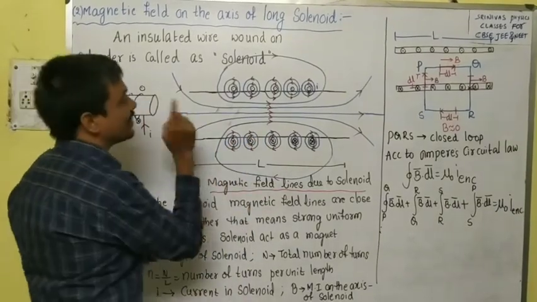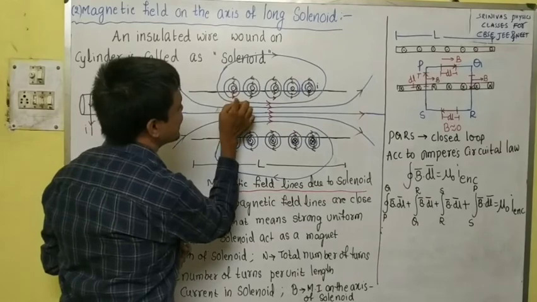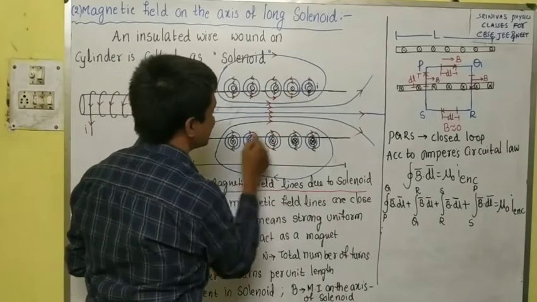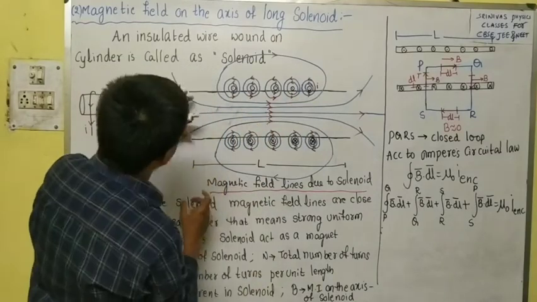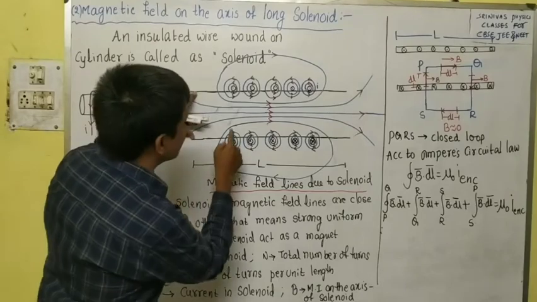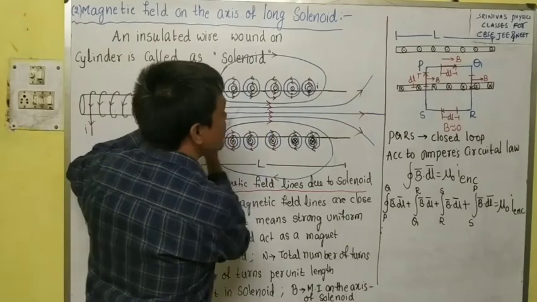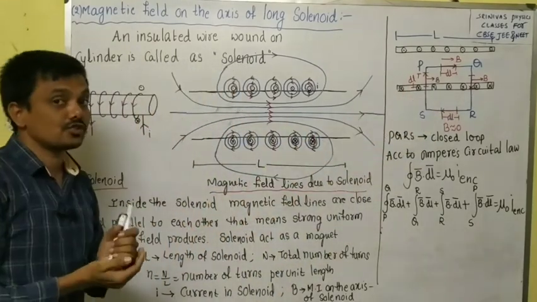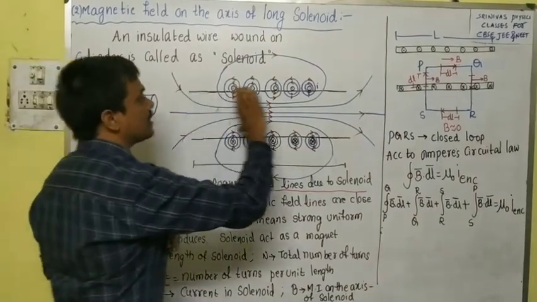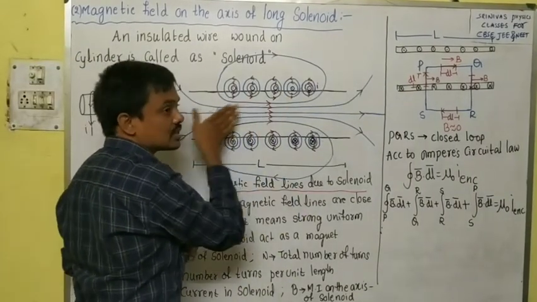Okay, and when we draw like this, here we are seeing this is right side, right side, right side, right side. Here also right side. That means inside the solenoid we are getting the field lines toward the right side. That means the magnetic field is also toward the right side. That means the magnetic field inside the solenoid is towards the right side.